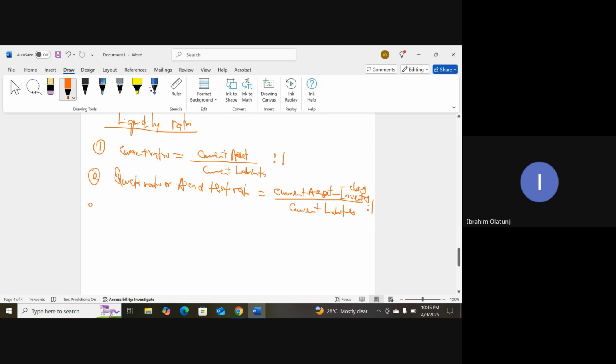So another thing that we can also think of is the cash ratio. Cash ratio is also one of the liquidity ratios. The cash ratio is usually cash and cash equivalent.